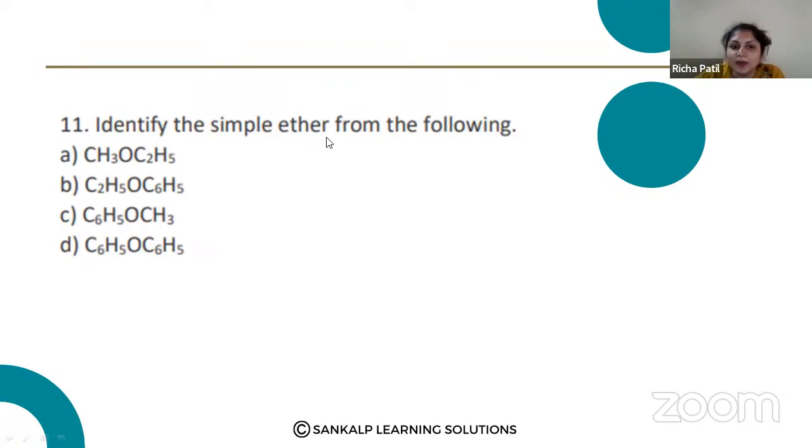Identify the simple ether from the following. Which is a simple ether? Simple ether means on both sides of the oxygen, it should have the same groups on either side. Yes, Nandesh, it is D. Rakshita, yes. Soundarya, it is right. D is the correct answer. We'll move to the next question.